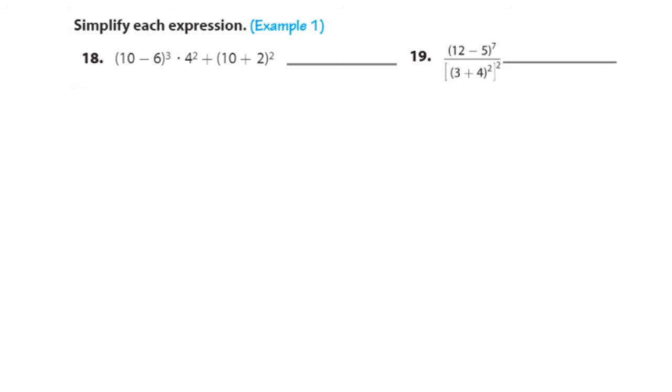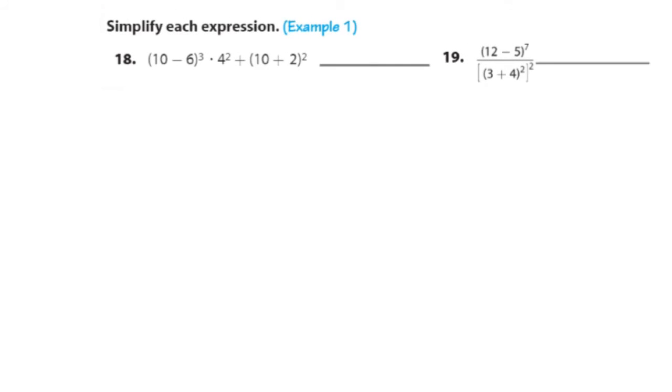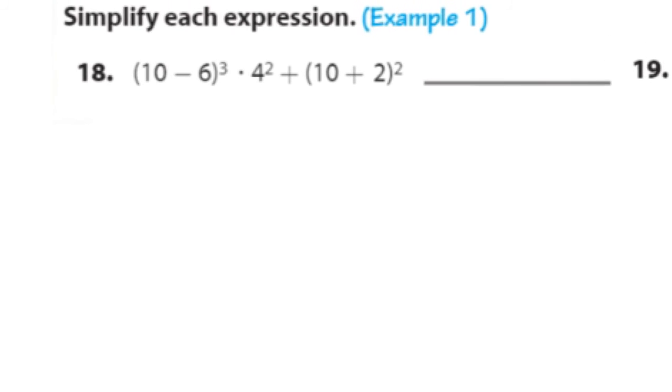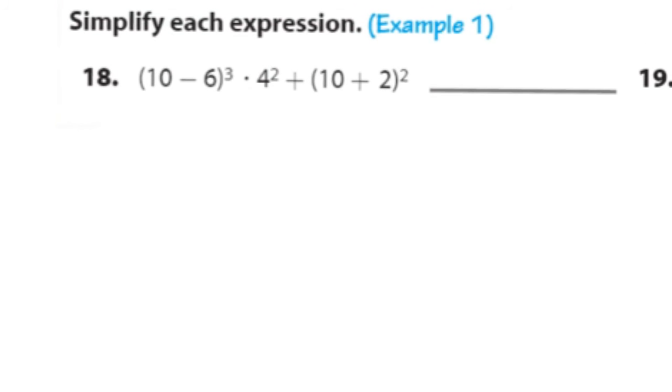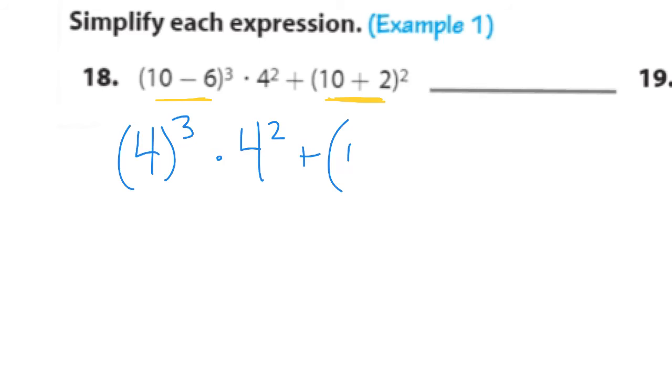Okay, so these are going to be solved by using order of operations. So order of operations. So I'm going to do the parentheses first. Parentheses first. So 10 minus 6 is 4, and that's to the third power. We still have 4 squared plus 10 plus 2 is 12, and that's squared.